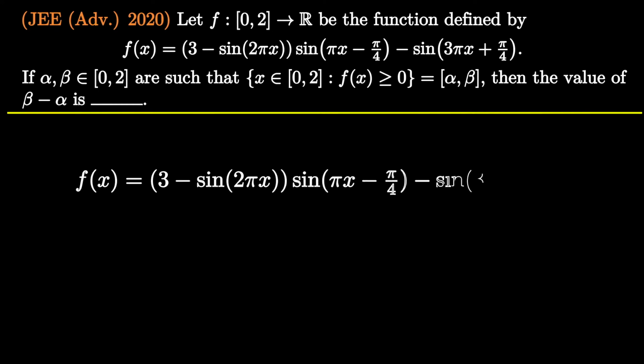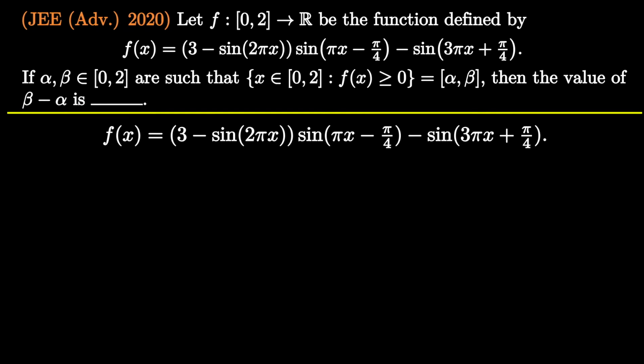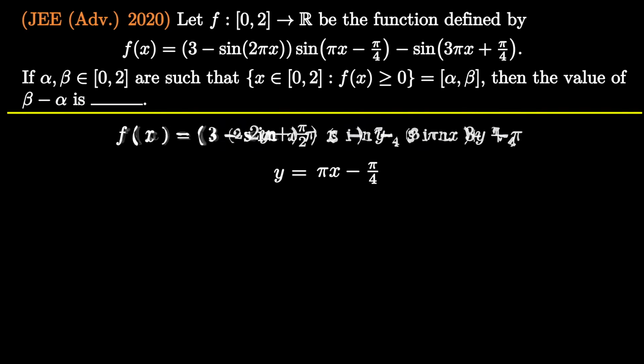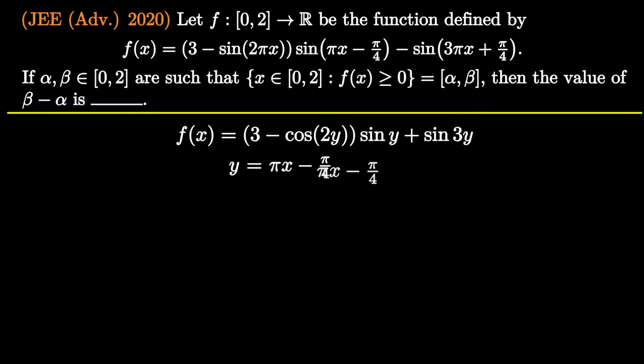The harder part with f(x) is that it contains nasty angles. If somehow we could make them simpler by using a clever substitution, we might make our life easy. So my bet is on letting y = πx − π/4. This gives 3πx + π/4 = 3y + π, and 2πx = 2y + π/2. Therefore, we get f(x) = (3 − cos 2y) sin y + sin 3y.